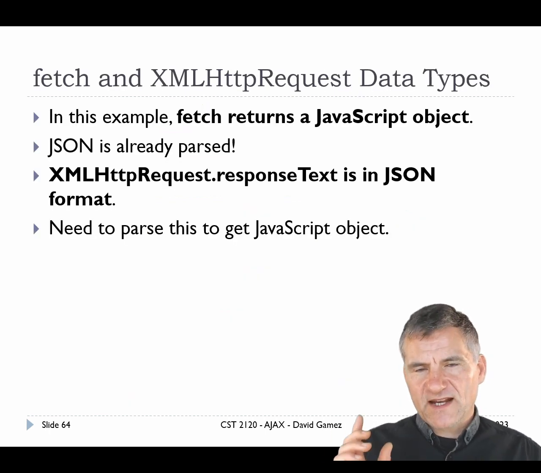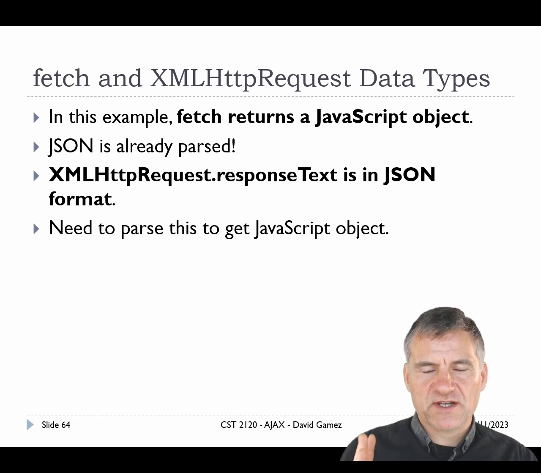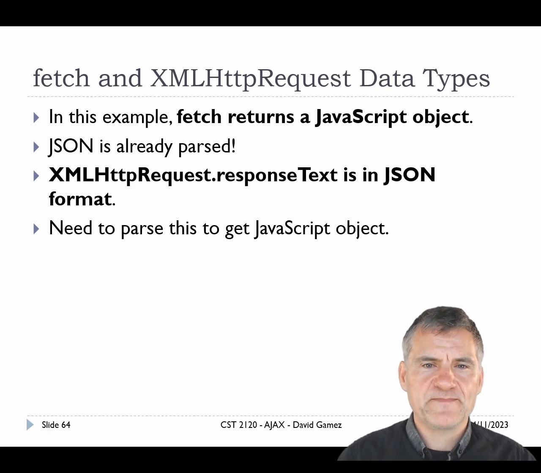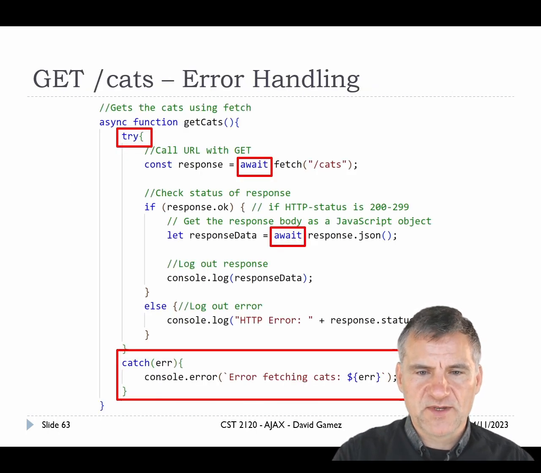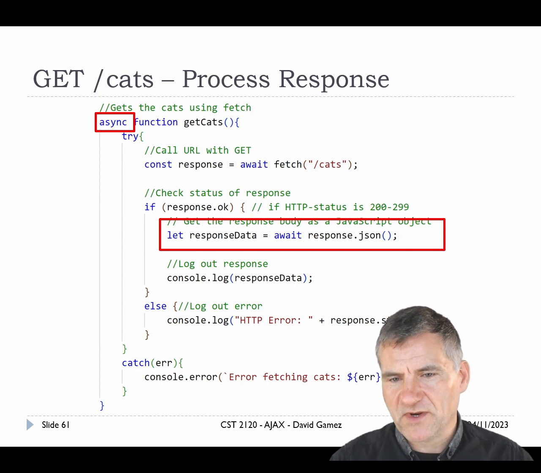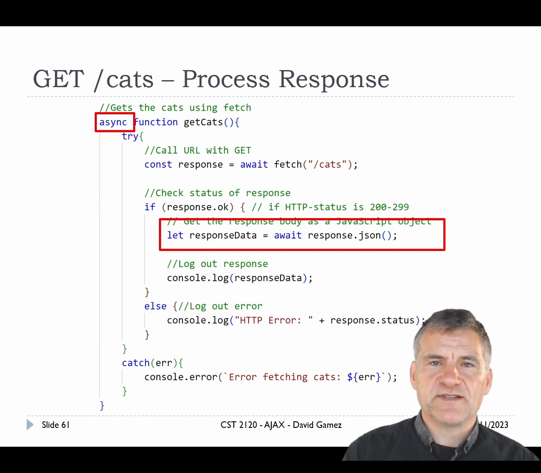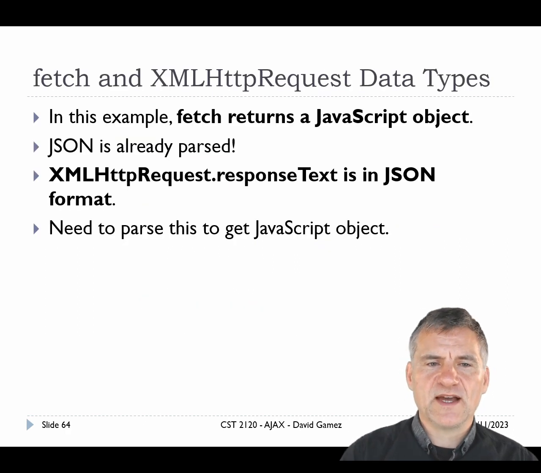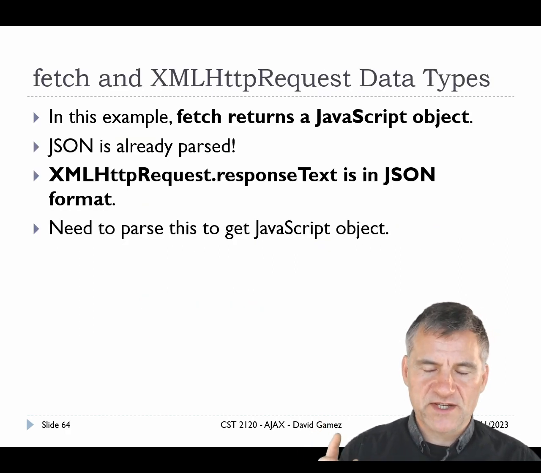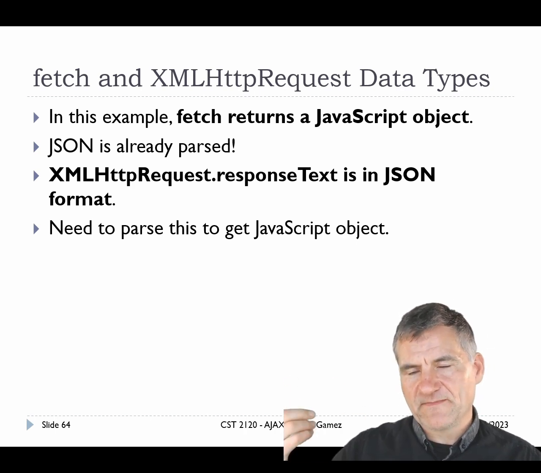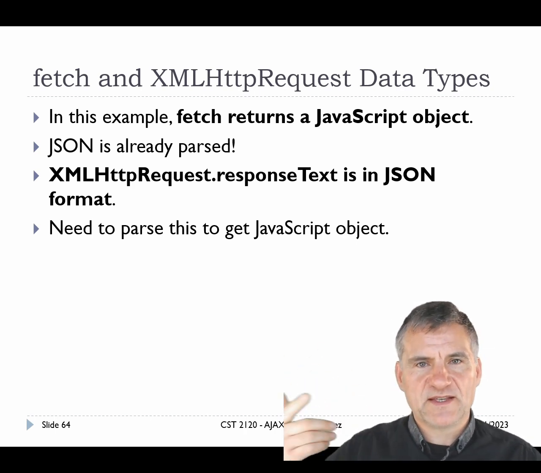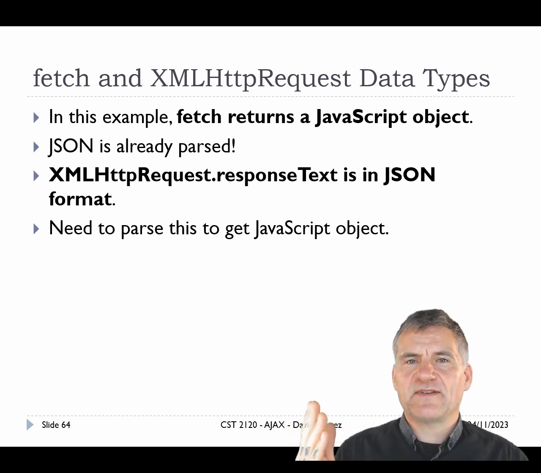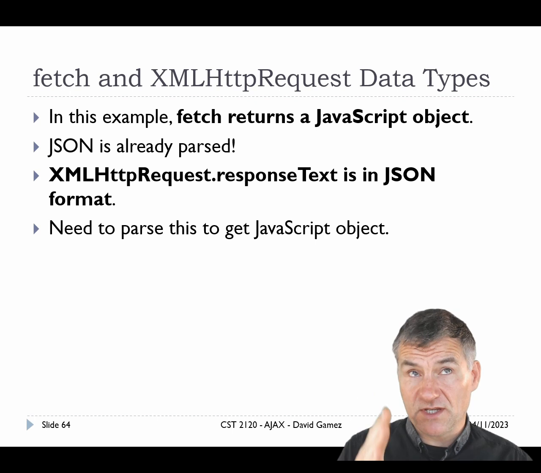Now, just be very careful and clear about the data type that's returned by these two methods. Fetch returns a JavaScript object. When I do response.json, the response data is a JavaScript object structure in memory. Whereas with XMLHttpRequest, we're getting back a JSON message in JSON format. In both cases, we're sending to the same web service. It's just that these different libraries have slightly different ways of handling the conversion of JSON to JavaScript objects.